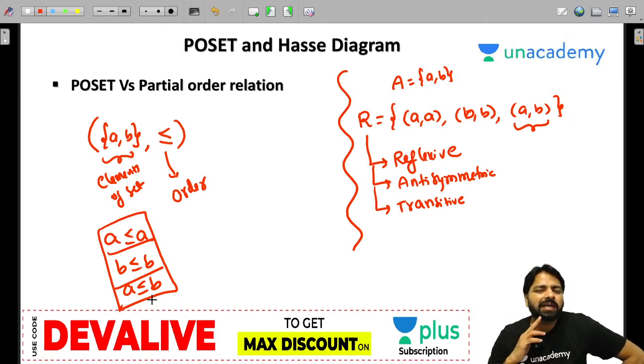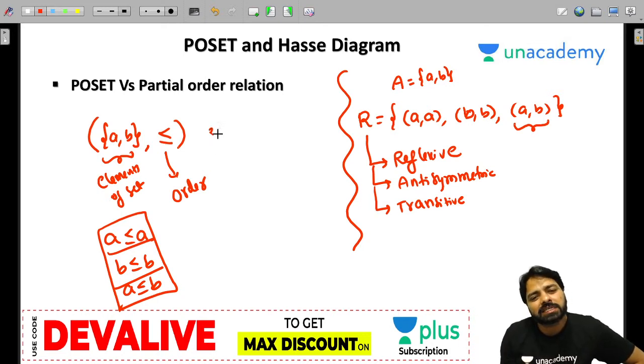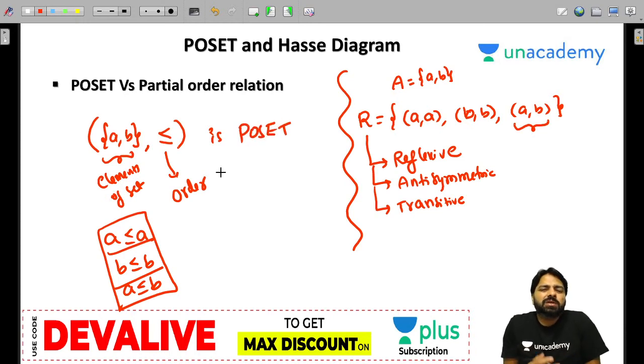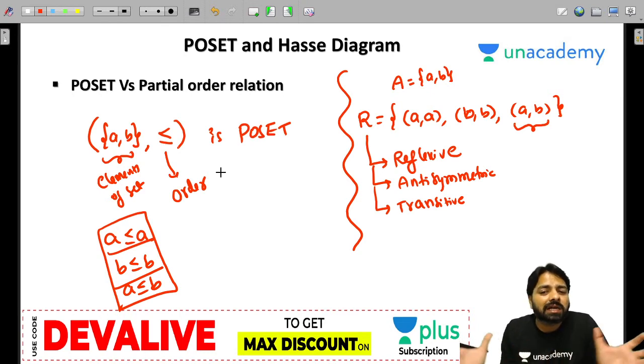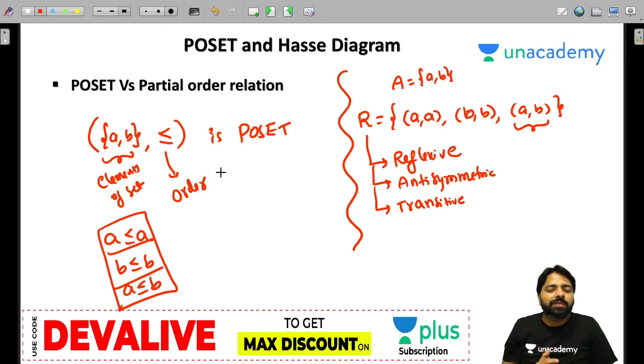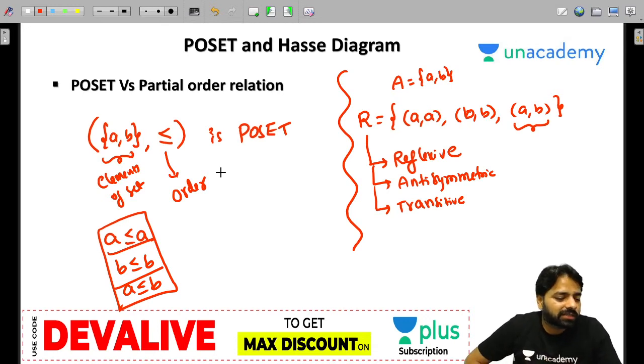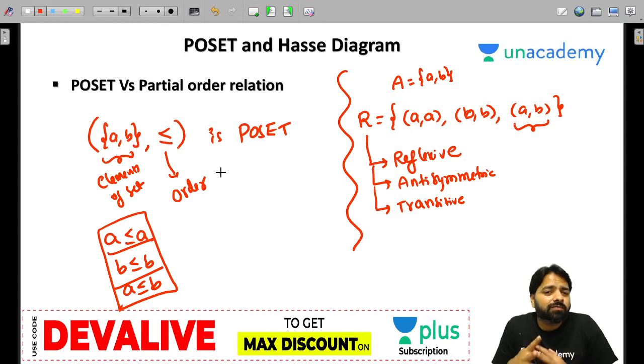Clearly you can understand the entire relation can be represented in a very simple manner. I can just say it is a poset. A poset is a short representation of a partially ordered relation. It saves a lot of time.